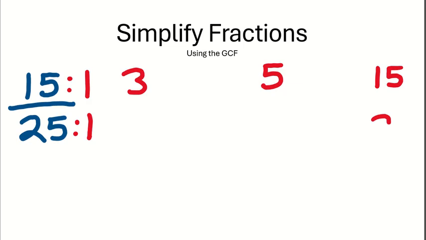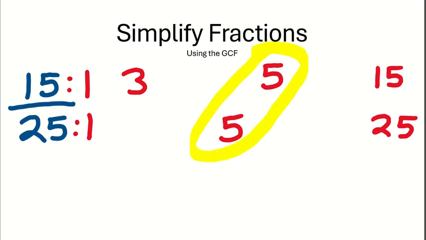1 times 25 is 25. 2 won't go into 25 evenly, but 5 will. 5 times 5 is 25. And that's all of our factor pairs, which means that 5 is the greatest common factor.